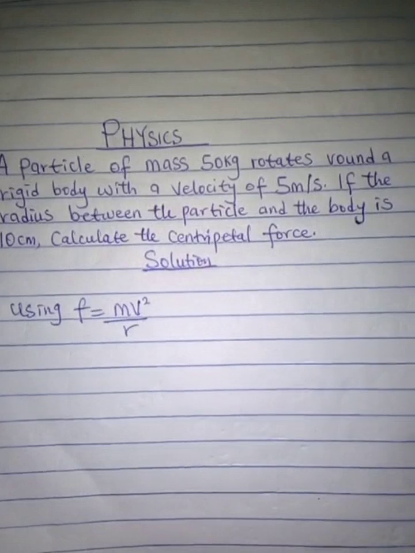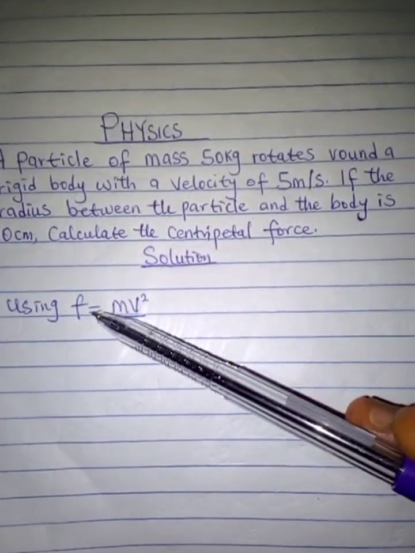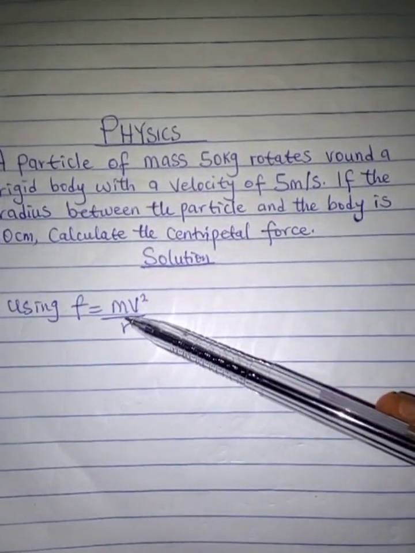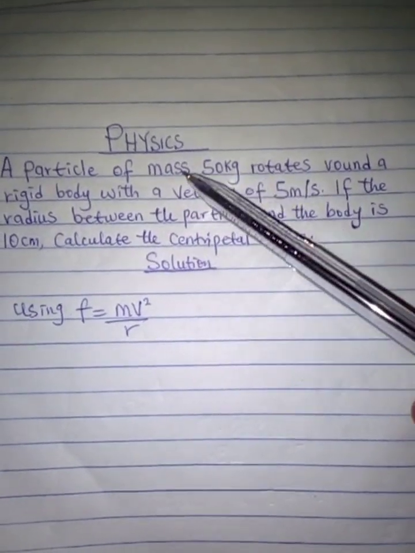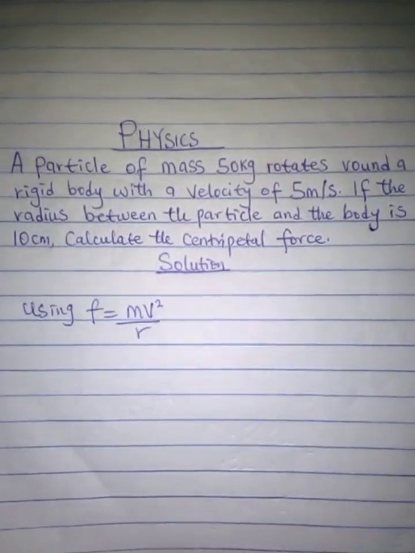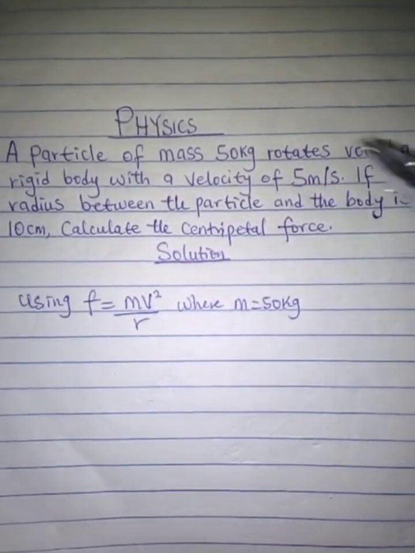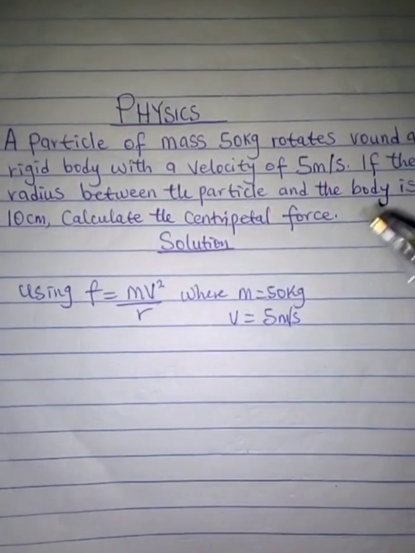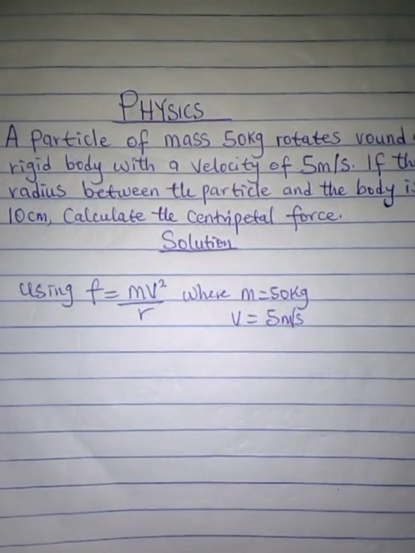Now, we are looking for the centripetal force F, and it is given by the formula F equals mv squared all over r. The value of our m is 50 kg, the value of our v equals 5 meters per second, and the value of our radius is 10 centimeters.